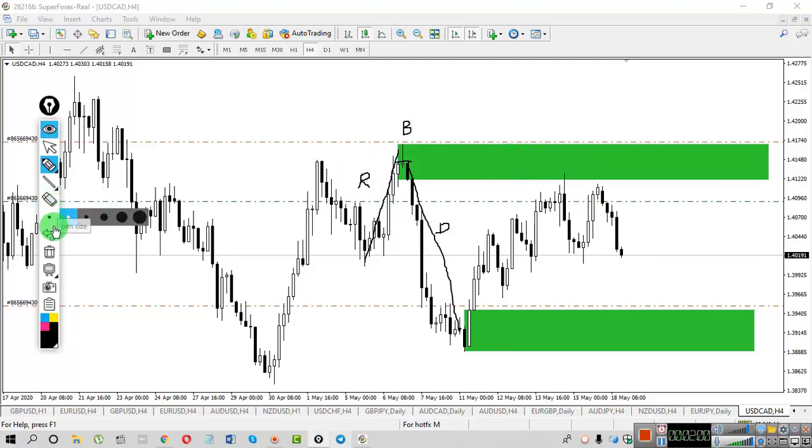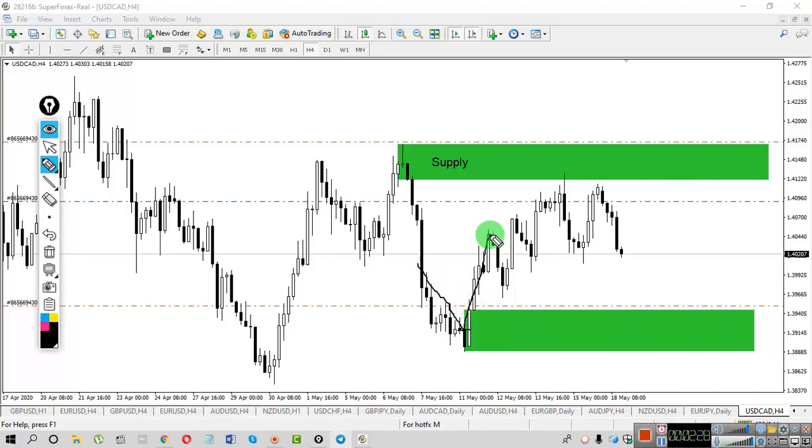So let me write here. After this move, market creates another base and goes up. So this is a drop, base, and rally. So this is a very beautiful demand zone. So this is a fresh demand zone.